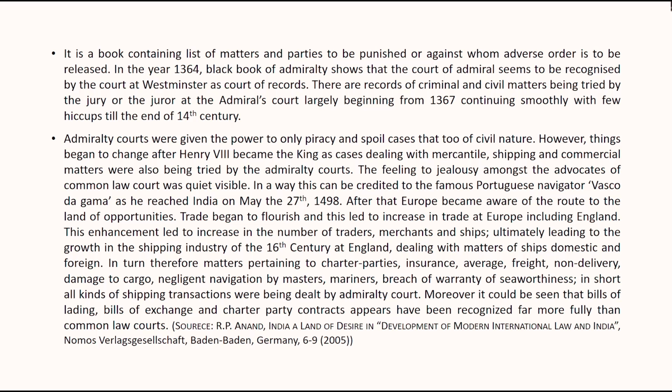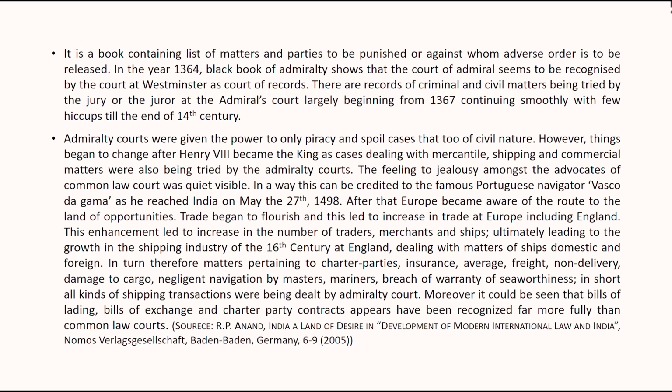However, things began to change after Henry VIII became the king, as cases dealing with mercantile, shipping and commercial matters were also being tried by the Admiralty courts. So, we see a shift and expansion of jurisdiction as Henry VIII came into being, and this expansion of jurisdiction allowed the Admiralty matters not only to deal with piracy and spoils, but also deal with certain mercantile matters as well. The feeling of jealousy amongst the advocates of the common law court was quite visible.